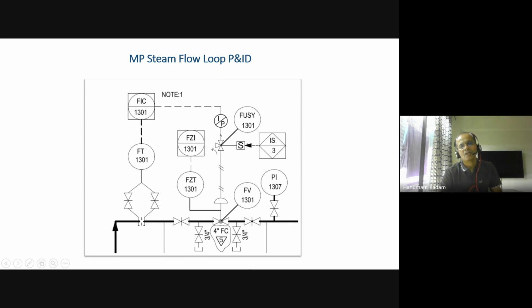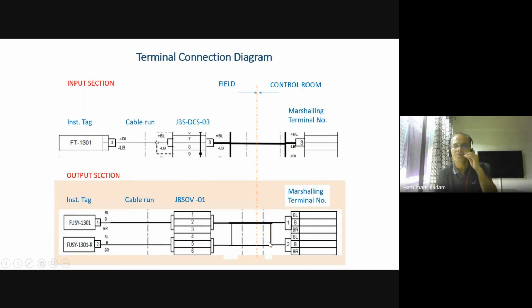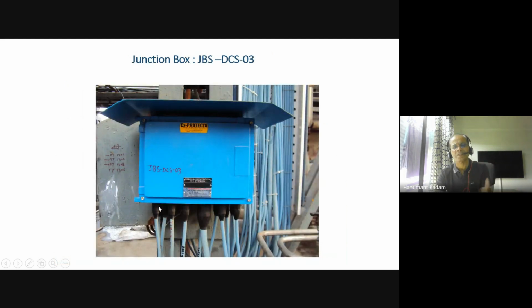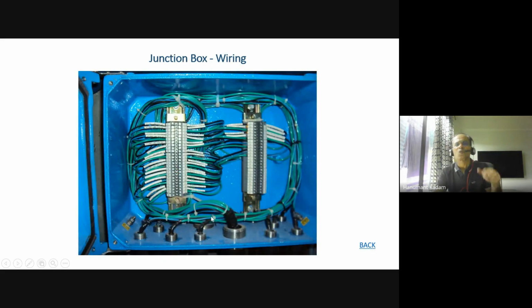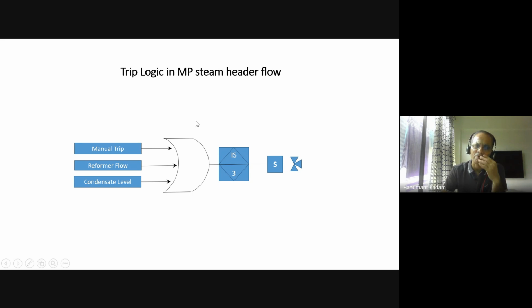Okay, and a very important part, or a critical part we can say, there is a fuzzy logic and redundant solenoid valves. You can see solenoid valves also redundant here. I will show you. So this is a wiring diagram. I have shown yesterday this junction box, close, open. This is a trip logic for medium pressure steam header flow. See how critical it is. You see here, manual trip. Even you can have a manual trip which is in the auxiliary console.